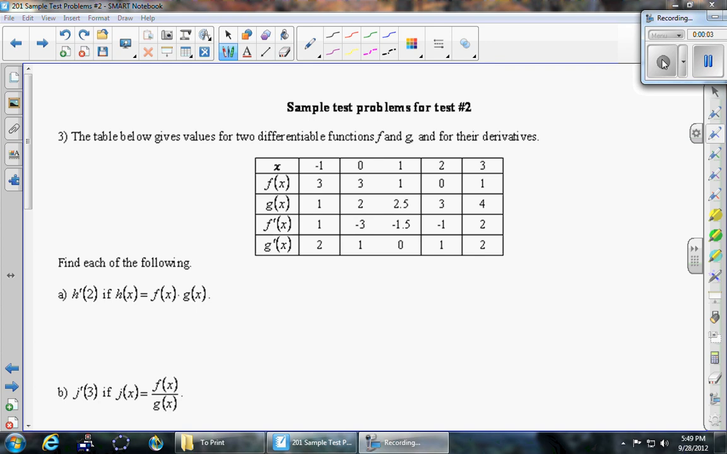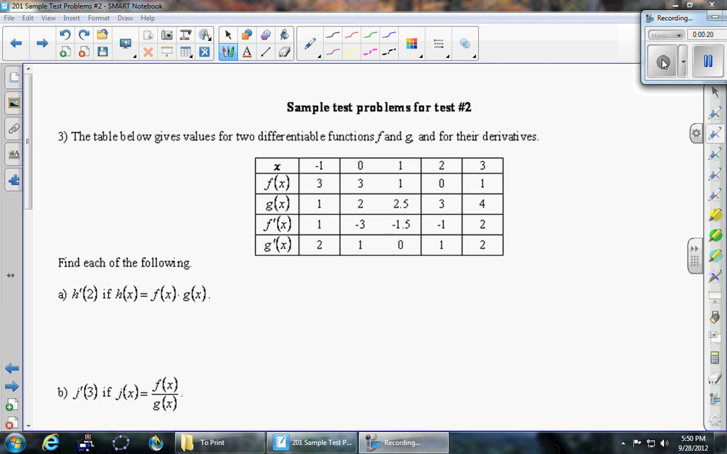This is problem number 3 on the sample test problems for test number 2. The table below gives values for two differentiable functions f and g and for their derivatives. Find each of the following. A, h prime of 2 if h of x equals f of x times g of x.